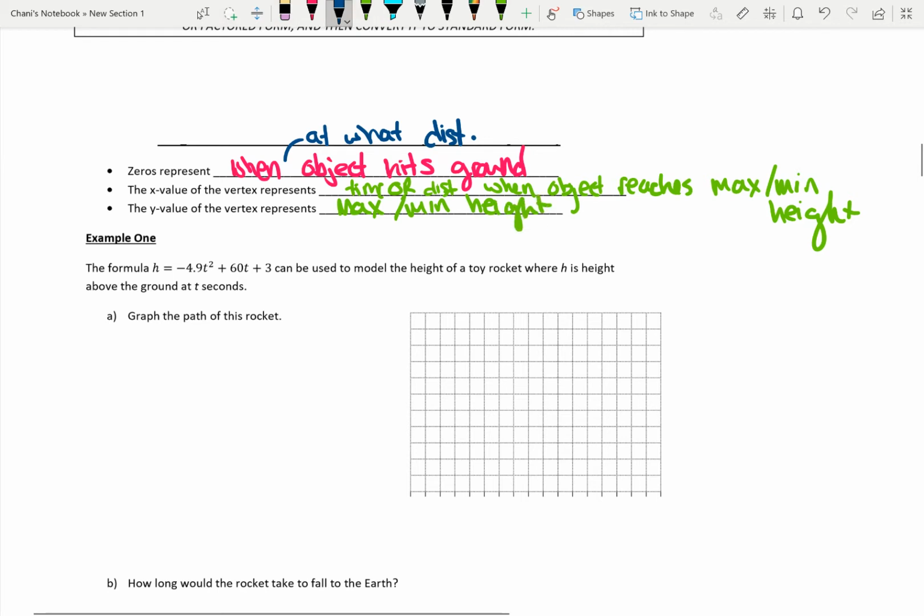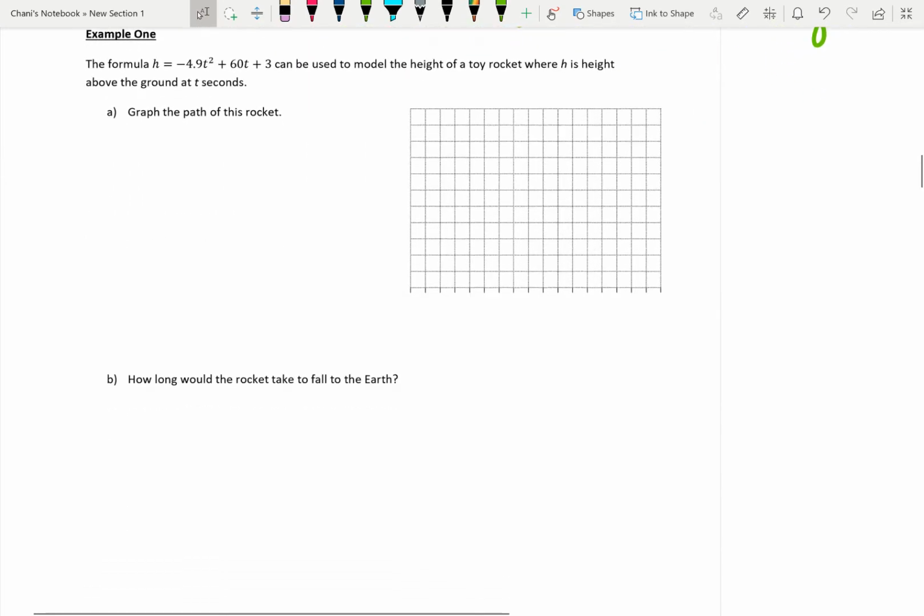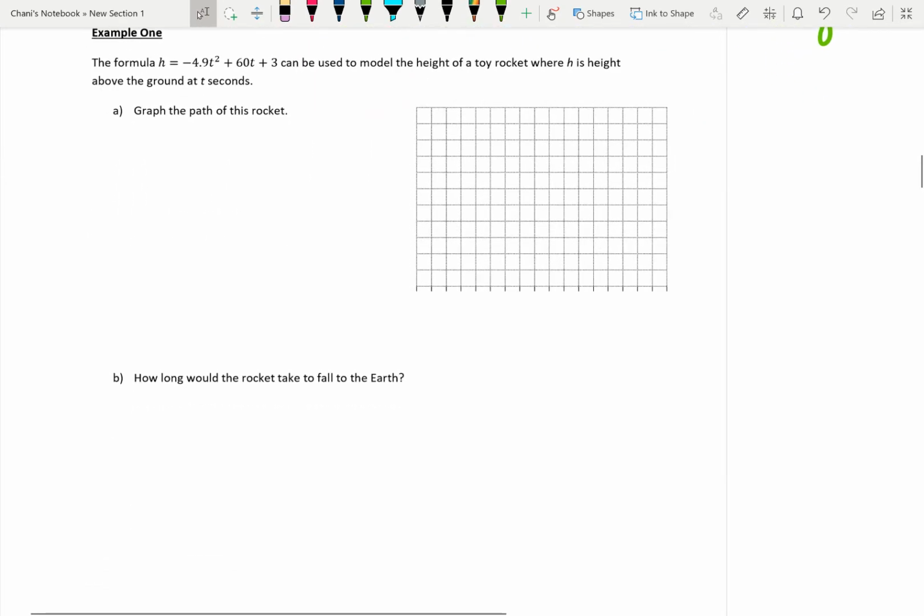Okay, so let's do this first example. This formula can be used to model the height of a toy rocket, where h is the height above the ground at t seconds. Graph the path of this rocket. So for this, we would like to have the vertex, the y-intercept, its partner, and the zeros. So let's start with finding the vertex.